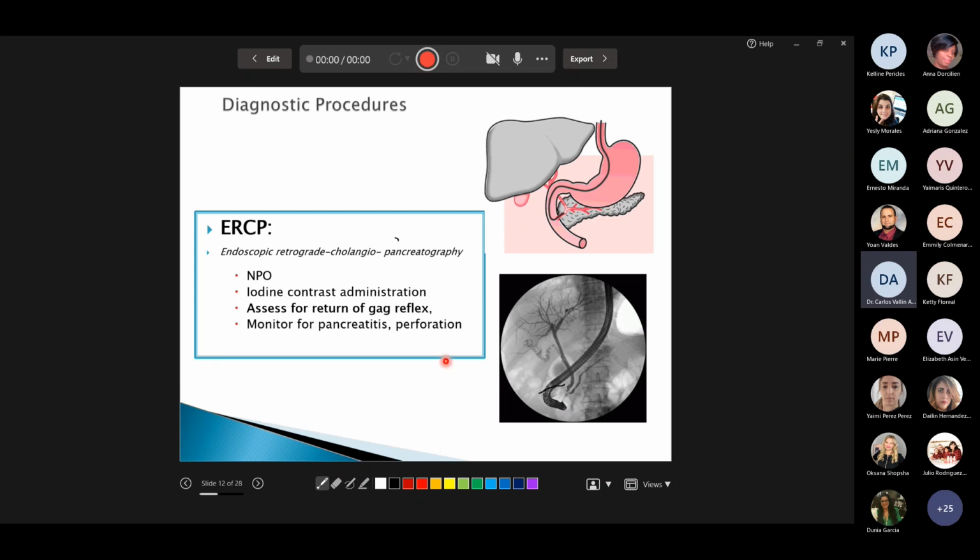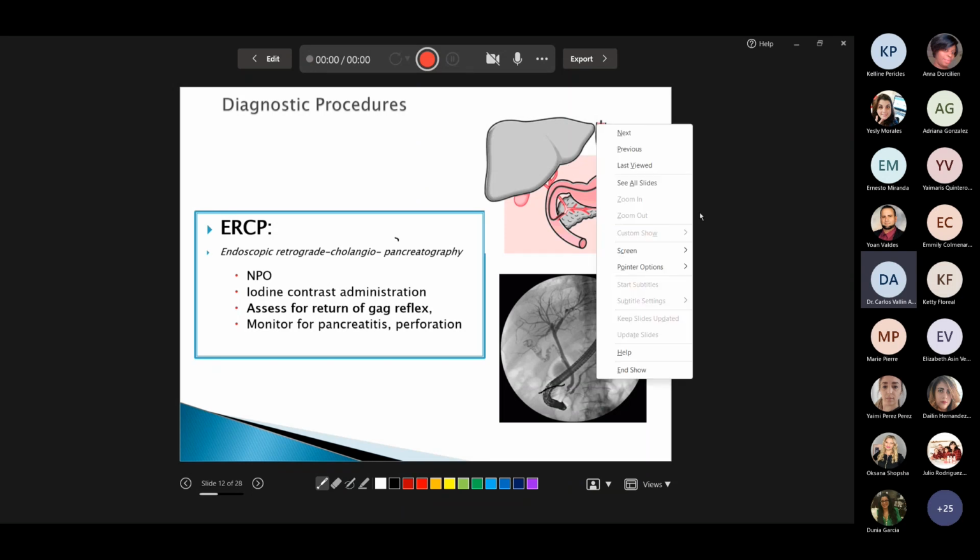And of course, after the test, you can have a person with risk of bleeding, a risk of perforation, a person that had manipulation of the pancreas has a risk of pancreatitis, and a person that has an absent gag reflex and is sedated. Try to imagine all the nursing care that this implies. Okay, very good.